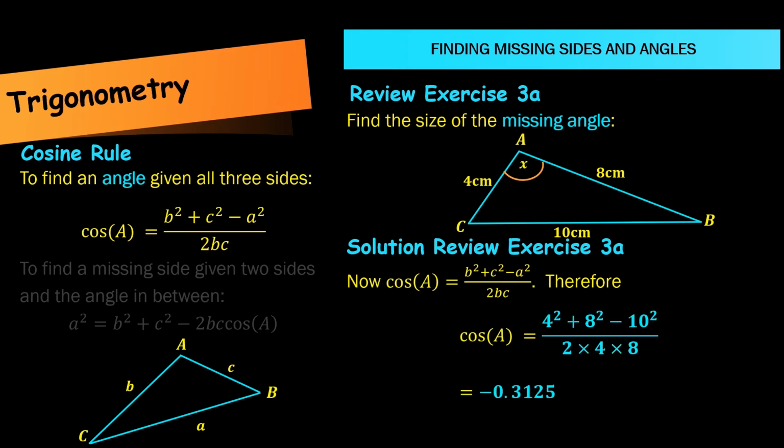And so plugging in the values in your calculator should give you minus 0.3125. And then inverse cos that on your calculator to give A equals 108 degrees.